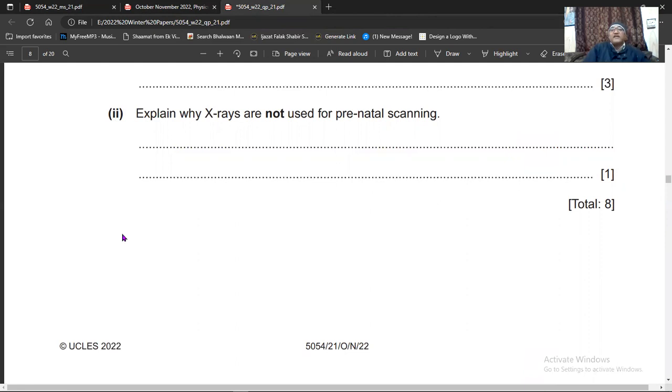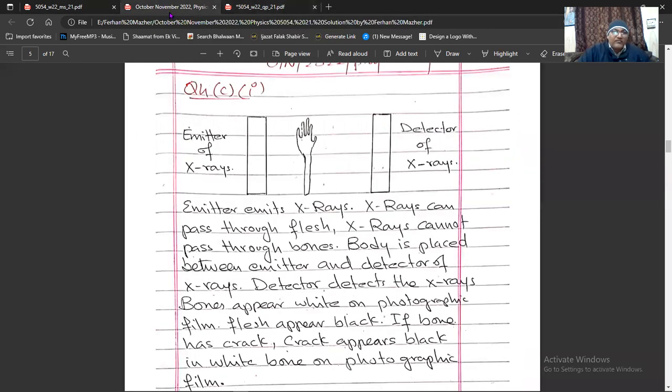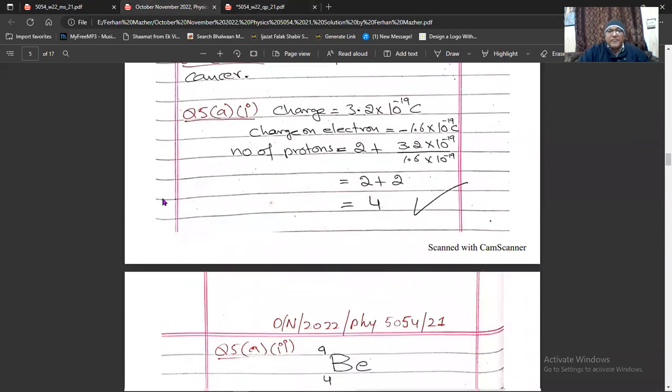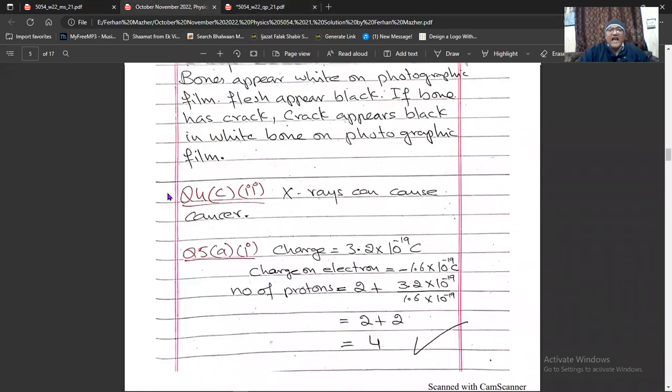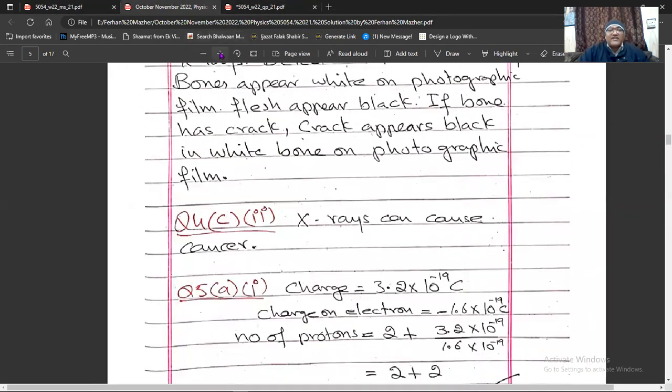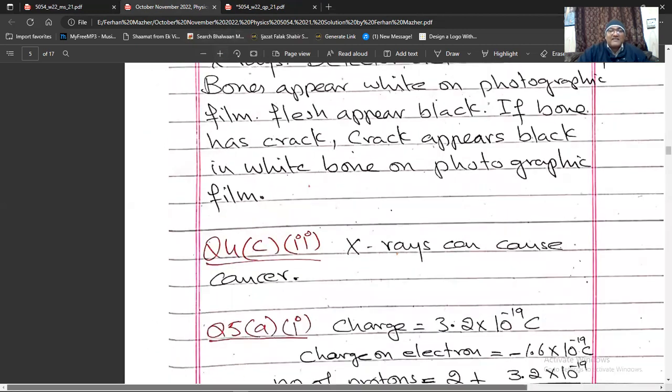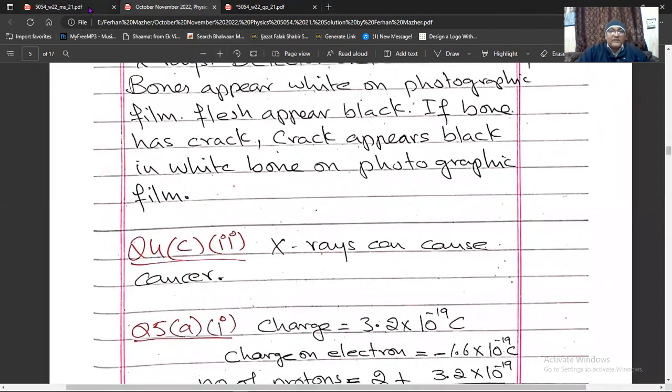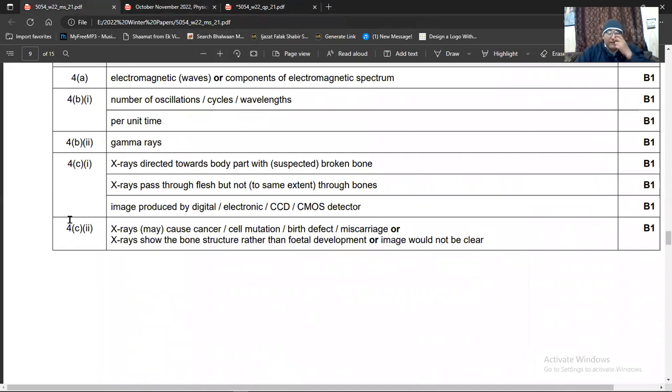You see, X-rays have a lot of energy, their frequency is very high. So we do not use them for prenatal scanning because X-rays cause cancer. They are harmful for the baby. You can say that X-rays can cause cancer. They are dangerous for the infant.